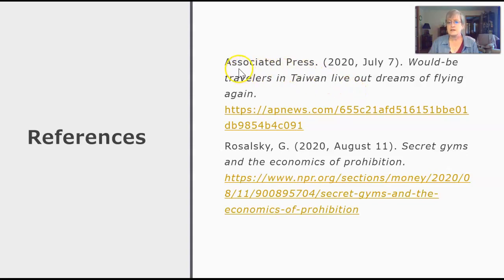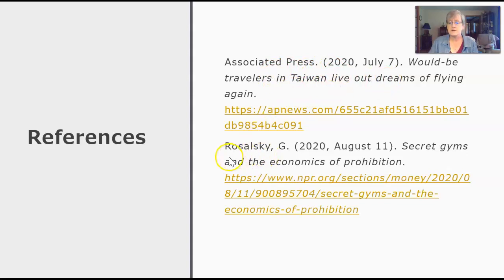So in my case, I have one reference here by the Associated Press. There was no identified person who was the author of the article. So you use the organization instead. You give the date, you give the title. Titles in this case are in italics, and they're in what's called sentence case, meaning that the first word is capitalized. The remaining words, unless they are proper nouns, are in lowercase.